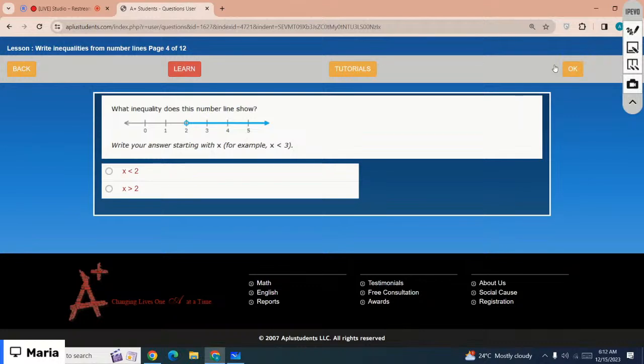You have an open circle at 2, and also the graph is pointing to the right hand side of the 2. That means that includes all the numbers that are greater than 2, right? Yes, very good. The correct option is x is greater than 2. The second one is the correct option.